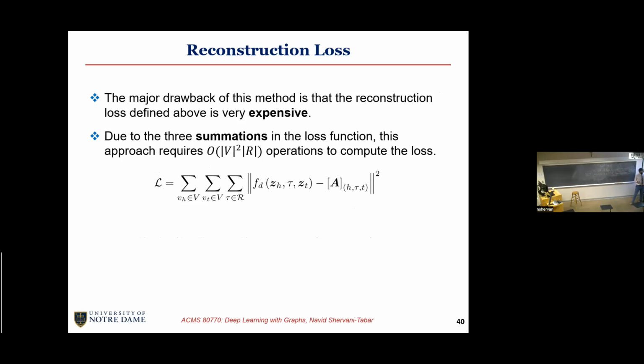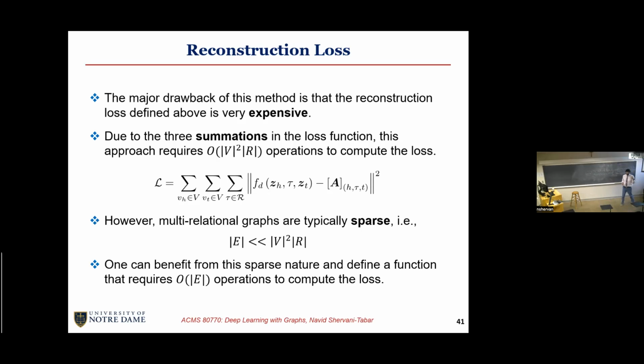We go over all the types of edges that we have, and we want to reconstruct, we want to see if they exist or not. We want to predict this. So the amount of operations that are needed is order of V squared times R. But this is very expensive, and in many cases, it is not necessary.